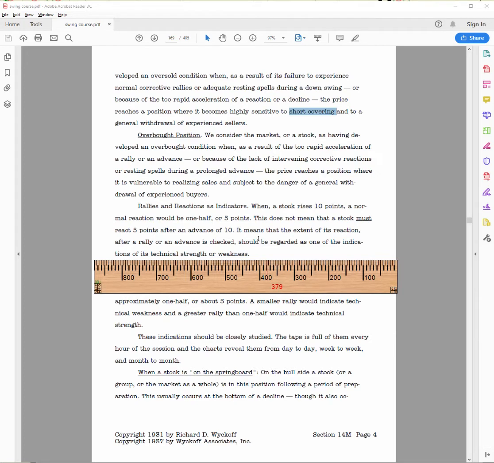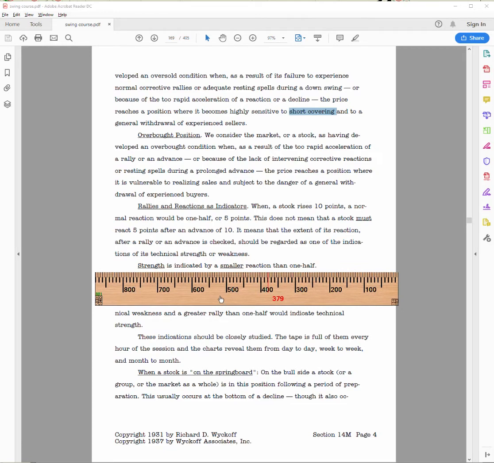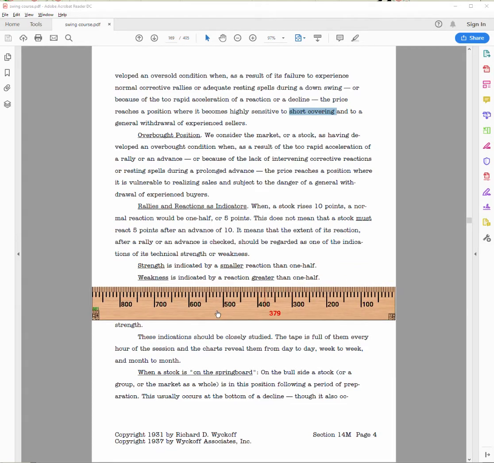Is it a full retracement? Is it a 50% retracement? What kind of retracement is it? So he's using that as a measure of judging supply versus demand, in terms of how much of a pullback or how much of a retracement there is. Strength is indicated by a smaller than halfway retracement. Weakness is indicated by greater than halfway. So if it retraces 40%, it's stronger than a retracement of 68%.